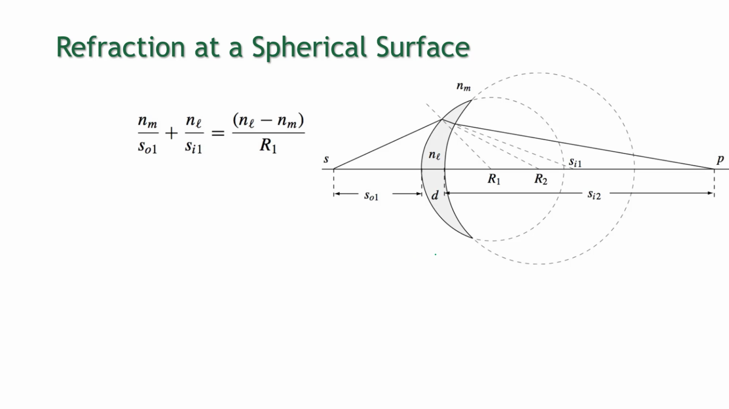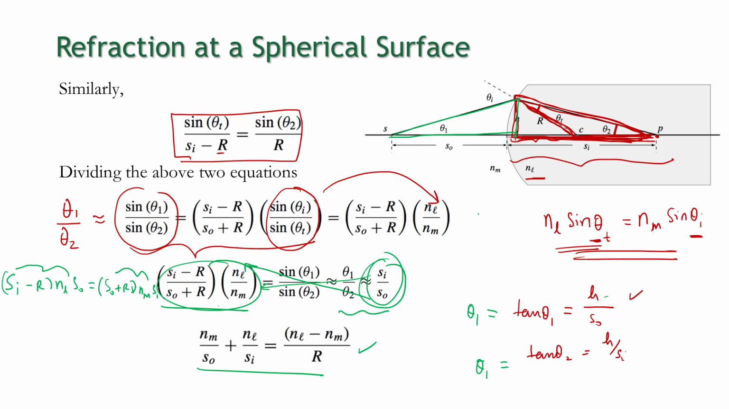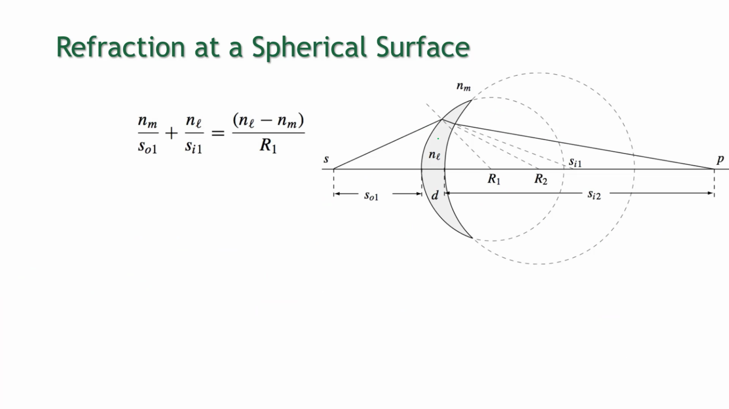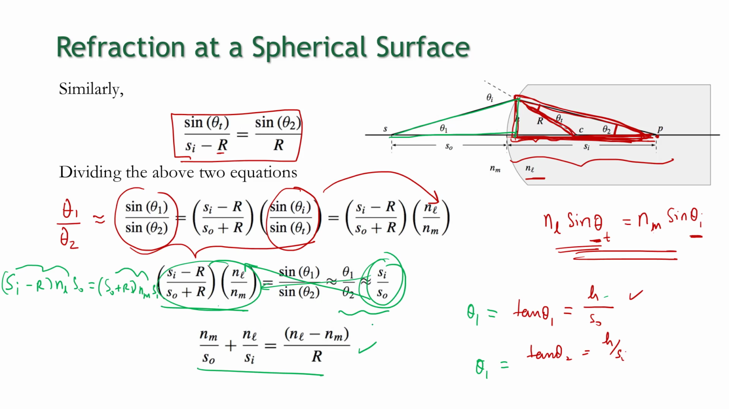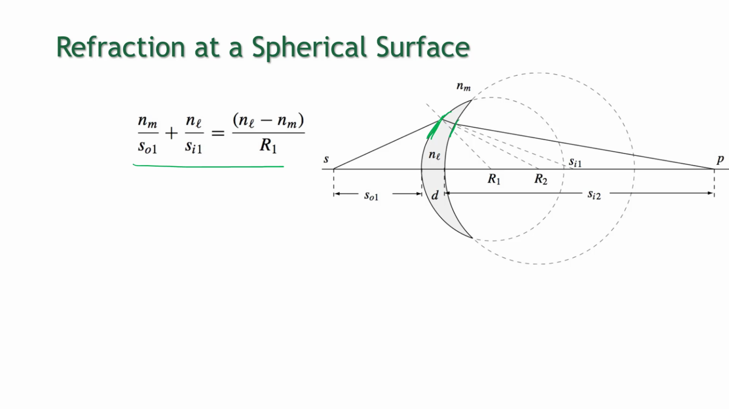Now if we consider this kind of lens that has two refracting surfaces. So here we only have one refracting surface, but in a normal lens we have two refracting surfaces. One is this refracting surface and the other one is this refracting surface. So for the first refracting surface, we have this equation, the same equation as here.